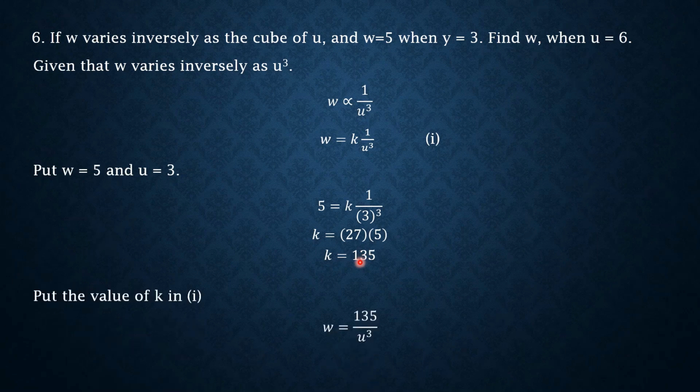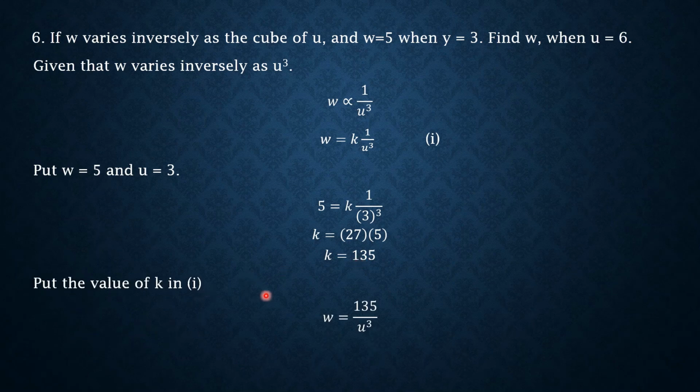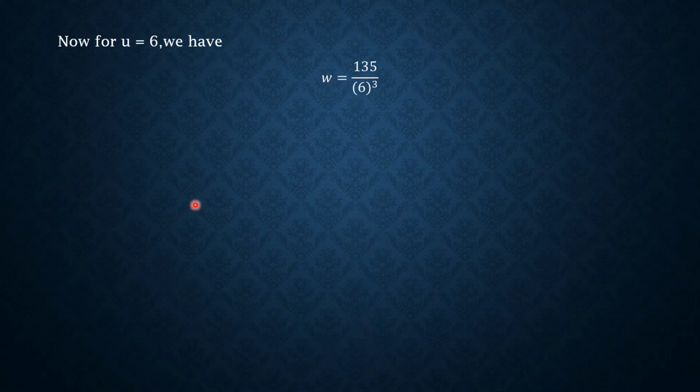Now we will put this value in equation number 1. We have w equal to 135 by u cube. Now for u equal to 6, we will find the value of w, which equals 135 by u cube, can be written as 135 by 6 cube, and 6 cube will equal 216. So w equal to 135 by 216, and after cancellation we have w equal to 5 over 6.